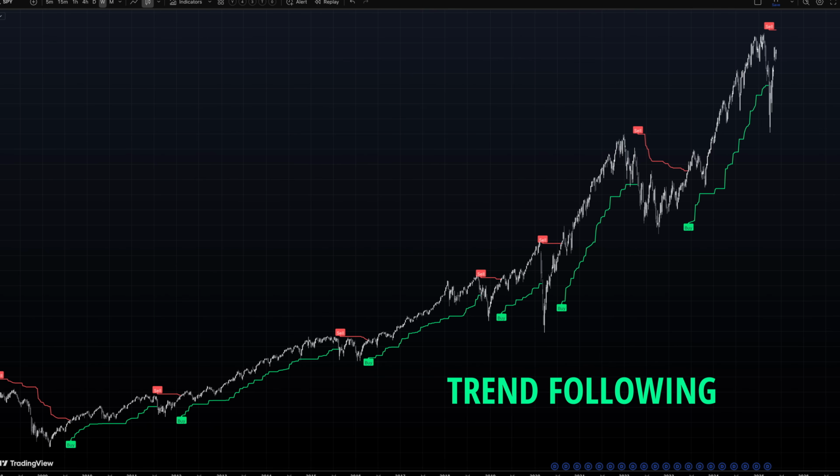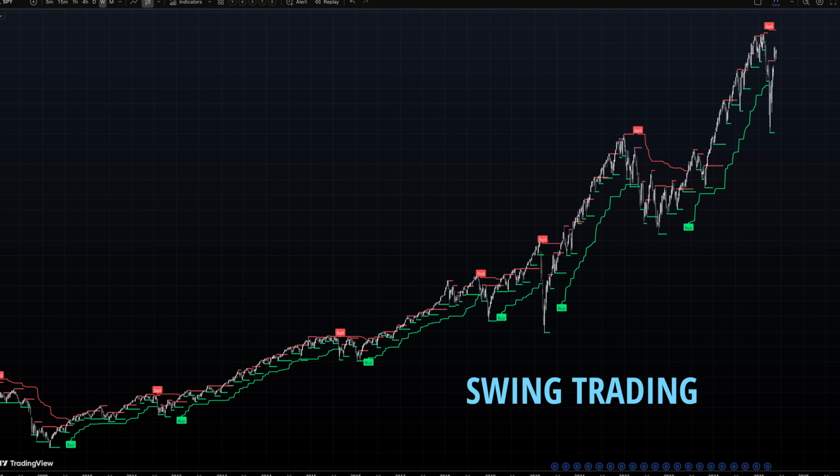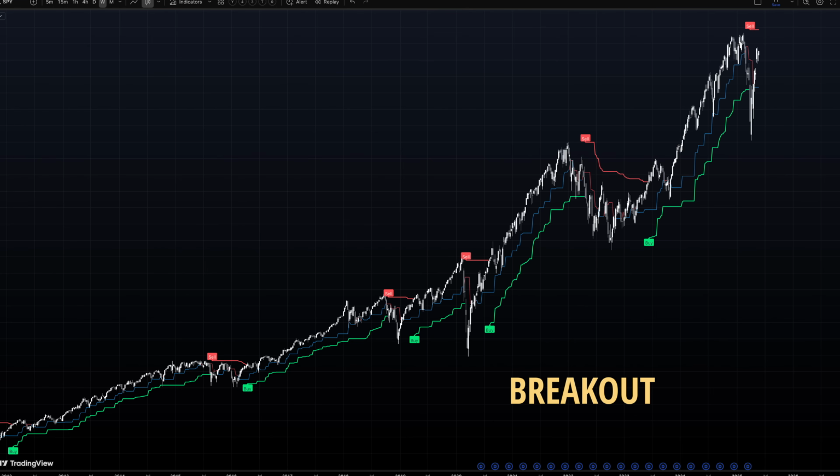Strategically, it supports trend following with reduced whipsaw risk, swing trading near pivot-based support resistance, and breakout confirmation when price moves decisively from the center line.